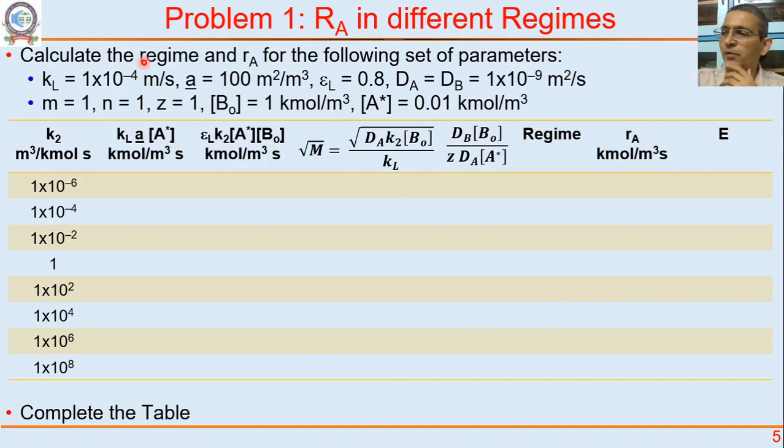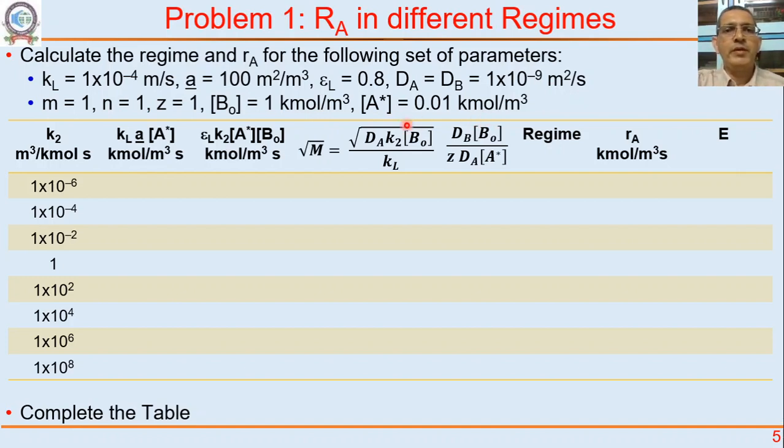Okay, let's do a problem. Calculate the regime and rate of reaction of A for the following set of parameters. KL is 10 raised to minus 4, A bar is 100, epsilon L is 0.8, dA and dB both are 10 raised to minus 9 meter square per second, M is 1, N is 1, Z is equal to 1, B naught is 1 kilomole per meter cube, and A star is 0.01 kilomoles per meter cube.